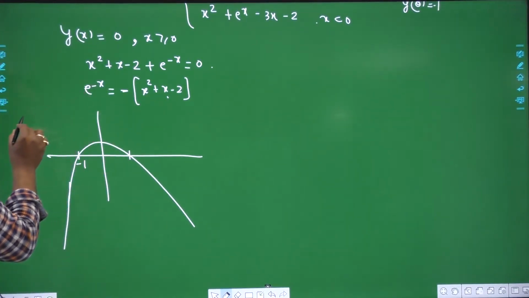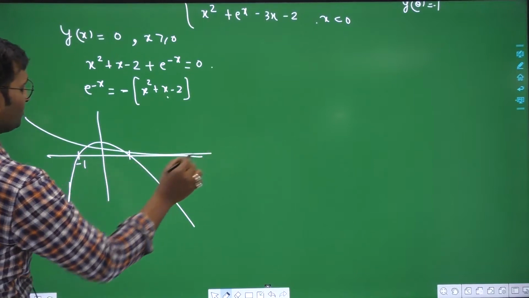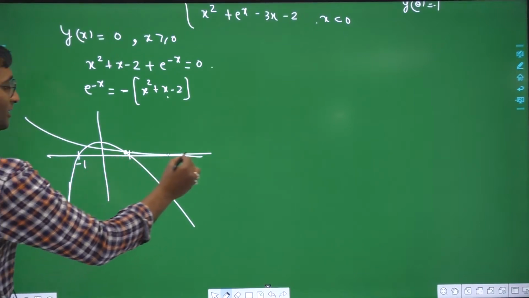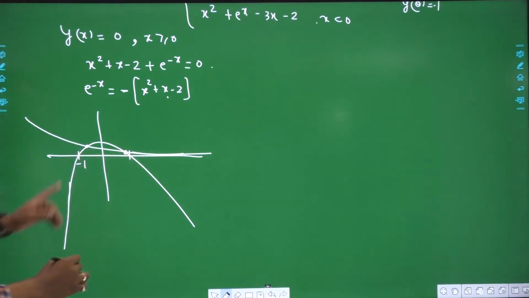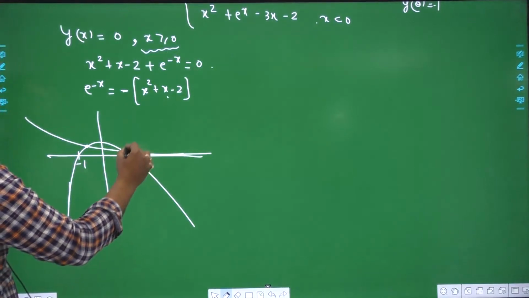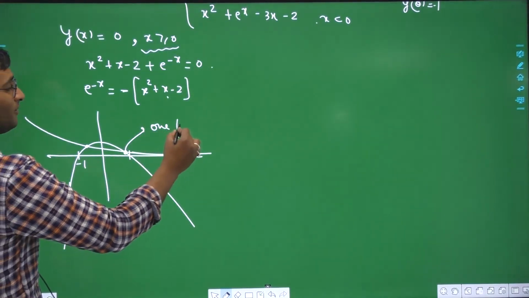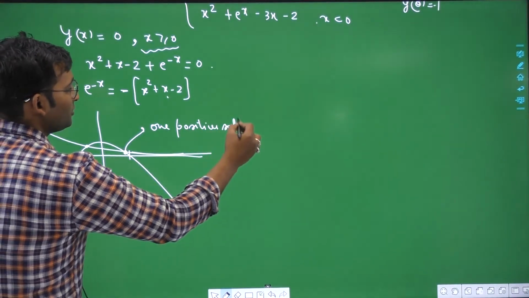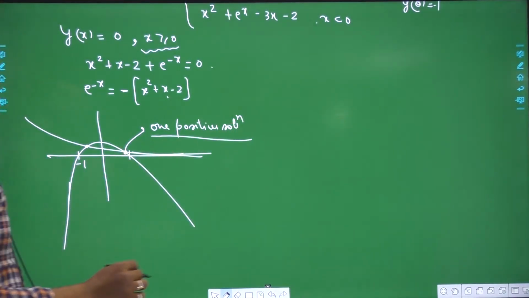Okay. So this will be an inverted parabola. And if you are drawing the graph of e की power minus x, so this will be your e की power minus x. So clearly at this particular point and this particular point you will have two solutions. But what are we seeing? We are seeing x greater than or equal to 0. So there is only one positive solution. So exactly one positive solution here. Okay.